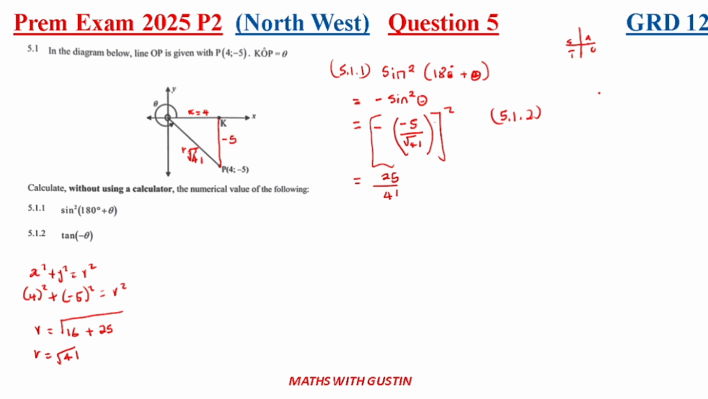So now 5.1.2 says here we need to find tan negative theta, all squared. In this case it's in the fourth quadrant, and in the fourth quadrant tan will be negative, so it's going to be negative tan theta. Tan in terms of what is written here is given as opposite over adjacent, which is going to be negative 5 over adjacent, which is equal to 4, all close bracket.